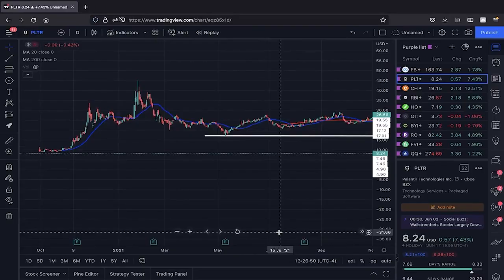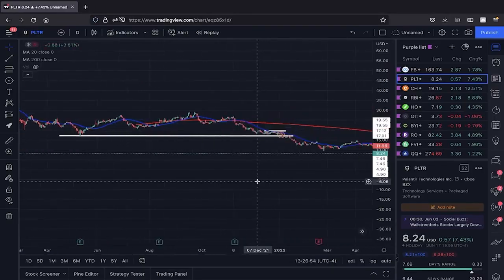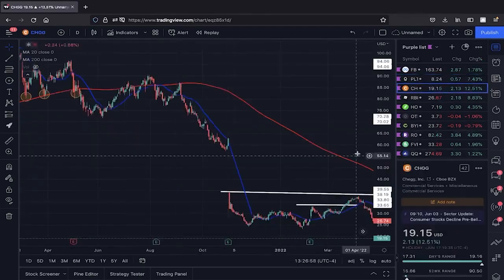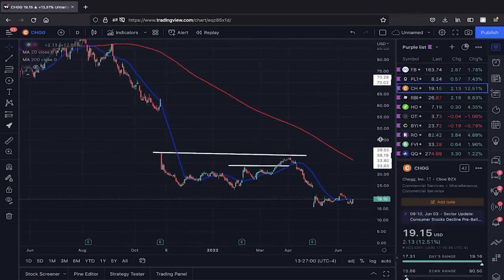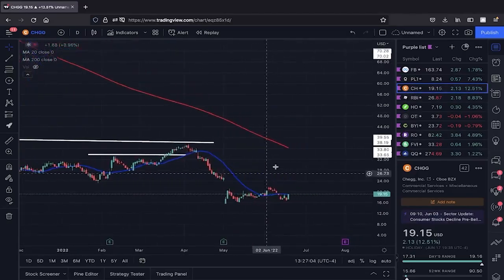Let's see if there's any other examples that I can make from here. Not really. We can move on to the next stock. We'll probably do one or two more here. I think this is, okay, this is interesting. Well, we can kind of go through this right here.